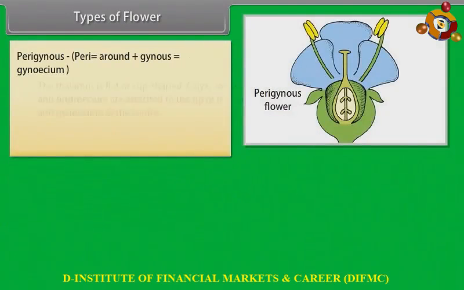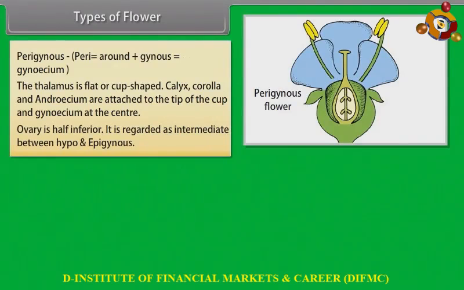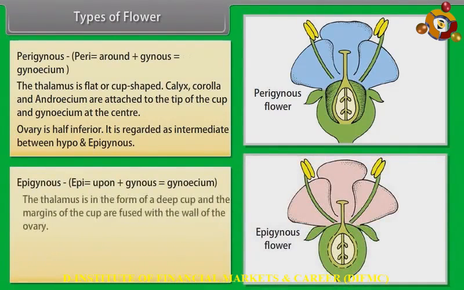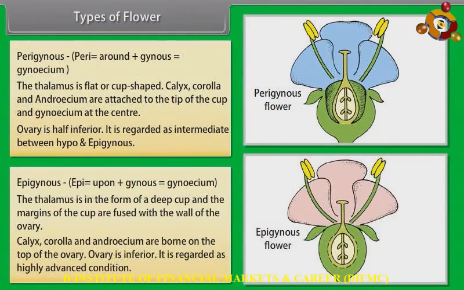Perigynous. The thalamus is flat or cup-shaped. Calyx, corolla, and androecium are attached to the tip of the cup and gynoecium at the center. Ovary is half inferior. It is regarded as intermediate between hypo and epigynous. Epigynous. The thalamus is in the form of a deep cup and the margins of the cup are fused with the wall of the ovary. Calyx, corolla, and androecium are borne on the top of the ovary. Ovary is inferior. It is regarded as highly advanced condition.